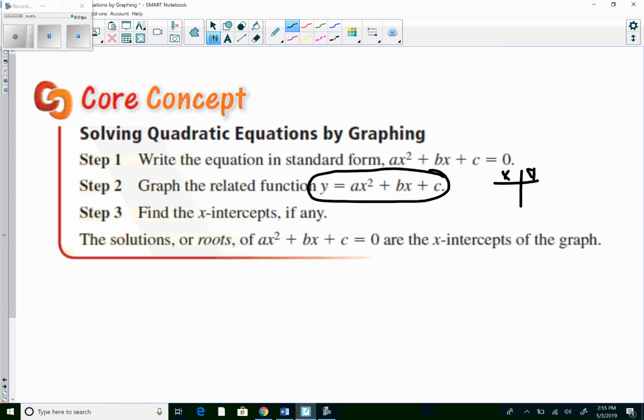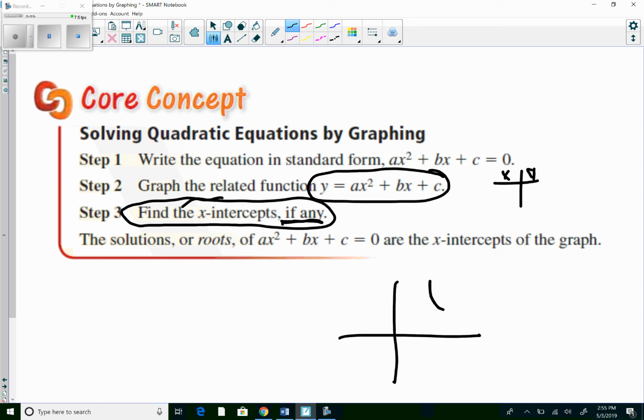And then step 3 says, and this is really the big part, this is the real reason we're doing this, find the x-intercepts. And I like this little section back here. It says, if any. You might not have any x-intercepts. Your graph might end up being somewhere up here, which means that you don't have any x-intercepts. We just have to be able to identify where, and make sure that we are finding those x-intercepts. Okay, so let's jump into our first example.